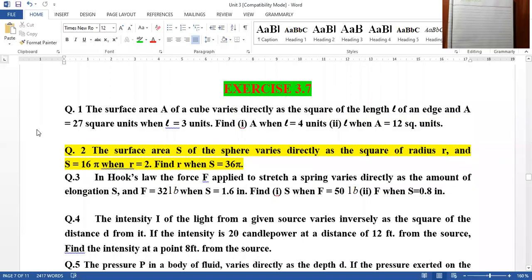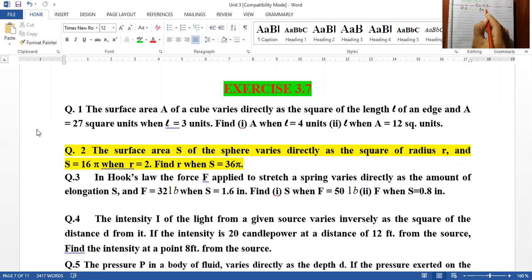Okay, in the question, surface area of the sphere. This is exercise 3.7, question number 2. If we read the statement, it is very clearly written: the surface area S of a sphere varies directly as the square of radius. So I should write it as S varies directly with the square of radius. So it will be written as S is directly proportional to R square.